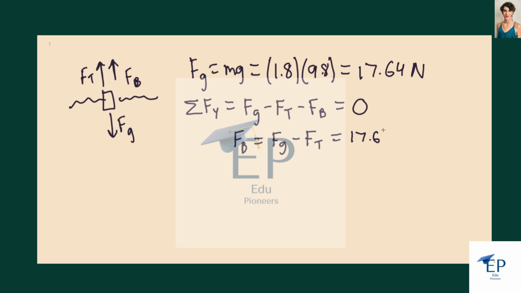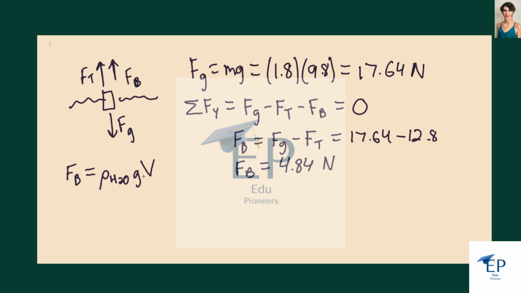Plugging in for our constants, we have 17.64. And then the problem tells us that the force of tension is 12.8 newtons. We find that the buoyant force is equaling 4.84 newtons. At this point, we can find the volume needed. So here we can say that the buoyant force is equal to the density of the water times the acceleration due to gravity times the volume of the water.